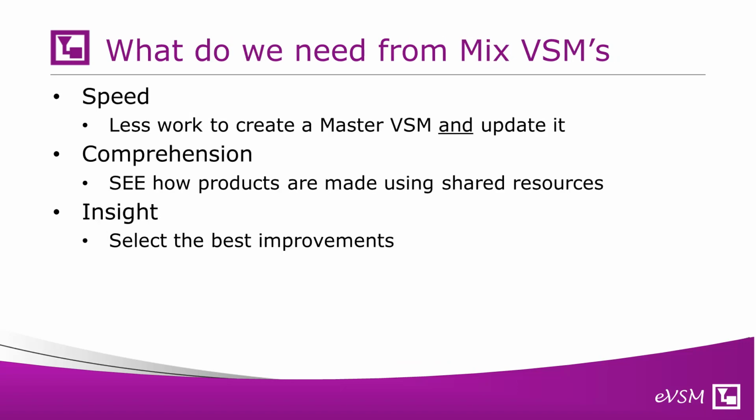What we need from the mixed model value stream map is first speed. We want to create a master VSM as opposed to lots of individual ones. We want comprehension. So we want to see how products are made, even if they have different routings, and even where they use shared resources. And then based on the map and the metrics, we want insight with analytics so we can select the best improvements.